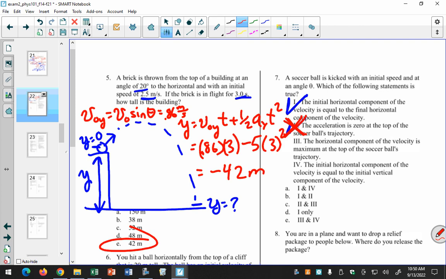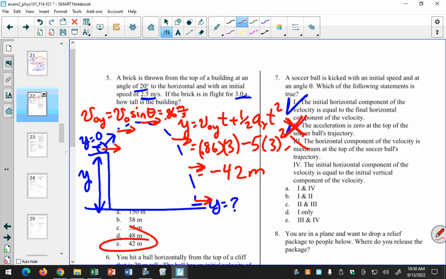Yes. No, that's the horizontal, no. The horizontal component is maximum when it reaches the ground again. Be careful. The horizontal component is what? Always the same. It's constant. So the y component is maximum at the beginning and the end, but the horizontal component is always the same. It does not change throughout the entire trajectory.